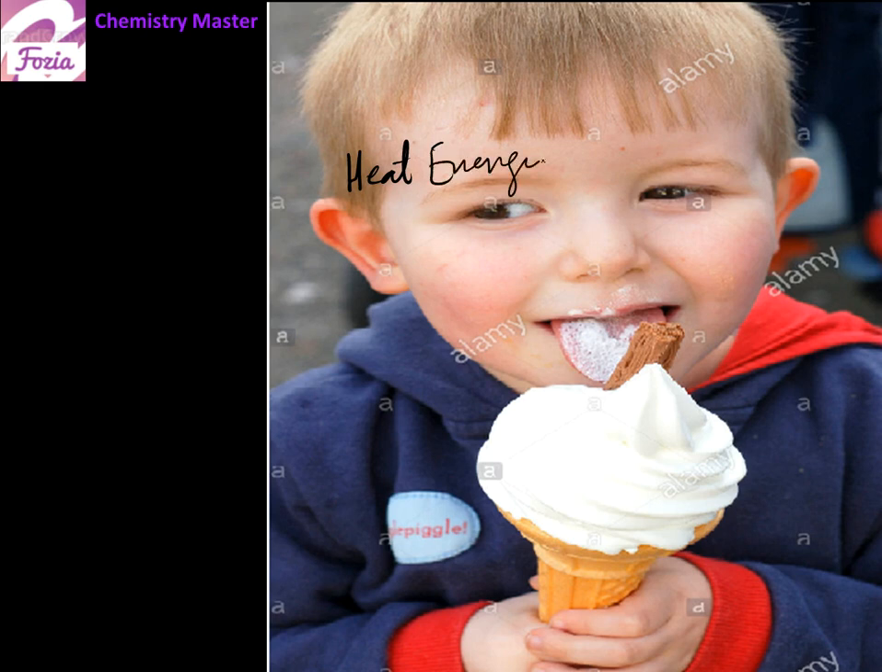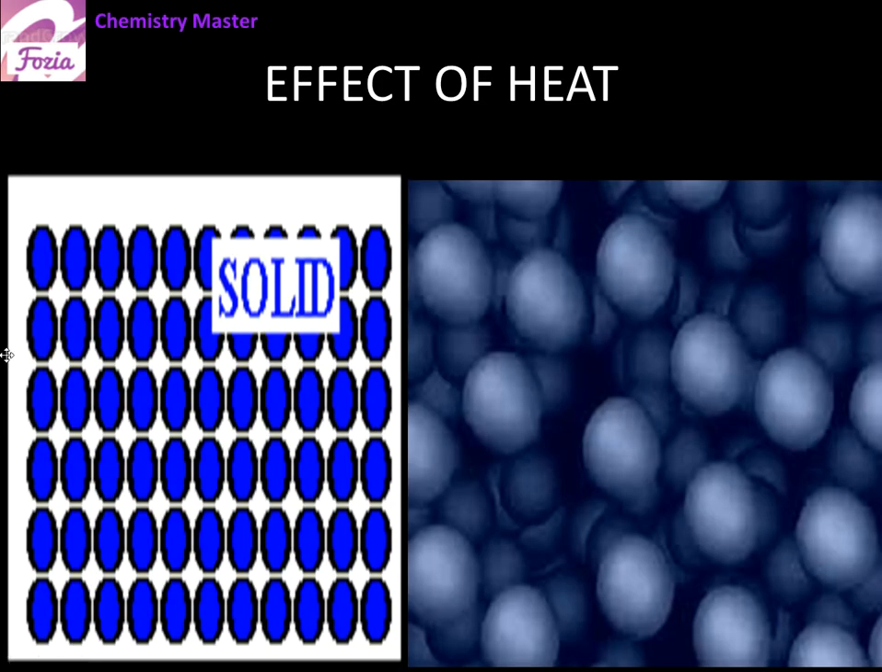So earlier we talked about kinetic energy, and now we are talking about heat energy. So how are they related? I will tell you. Whenever we heat any substance, we provide it with kinetic energy. So this is the main change. So we see what is the effect of heat on the solid state.